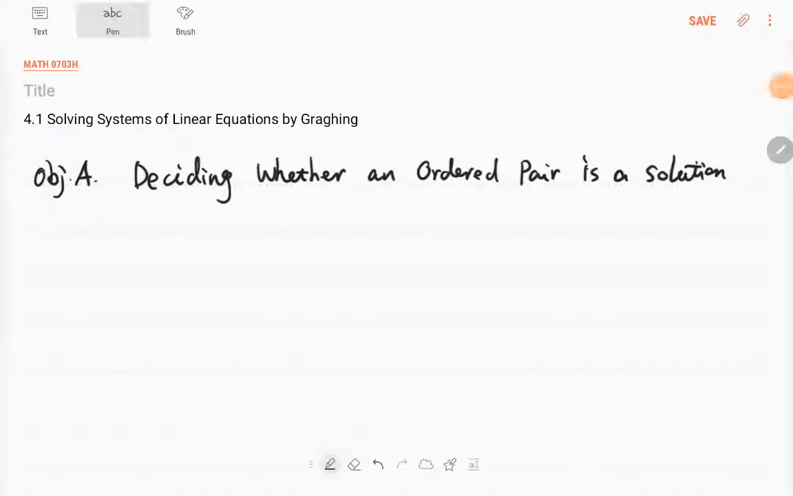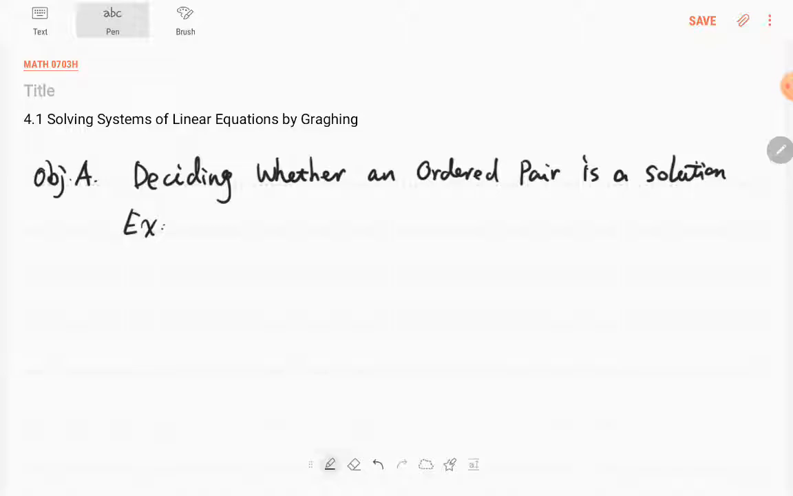Let's start with the first topic in 4.1, solving systems of linear equations. So the first objective here is deciding whether an ordered pair is a solution or not. So let's see the example.